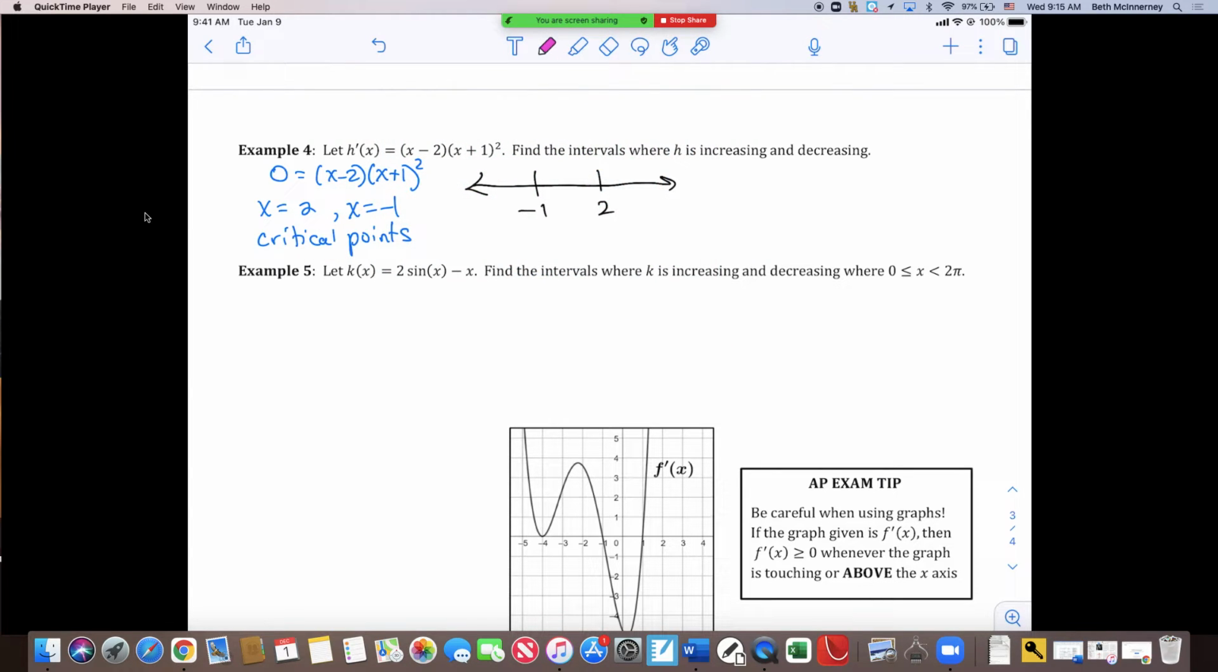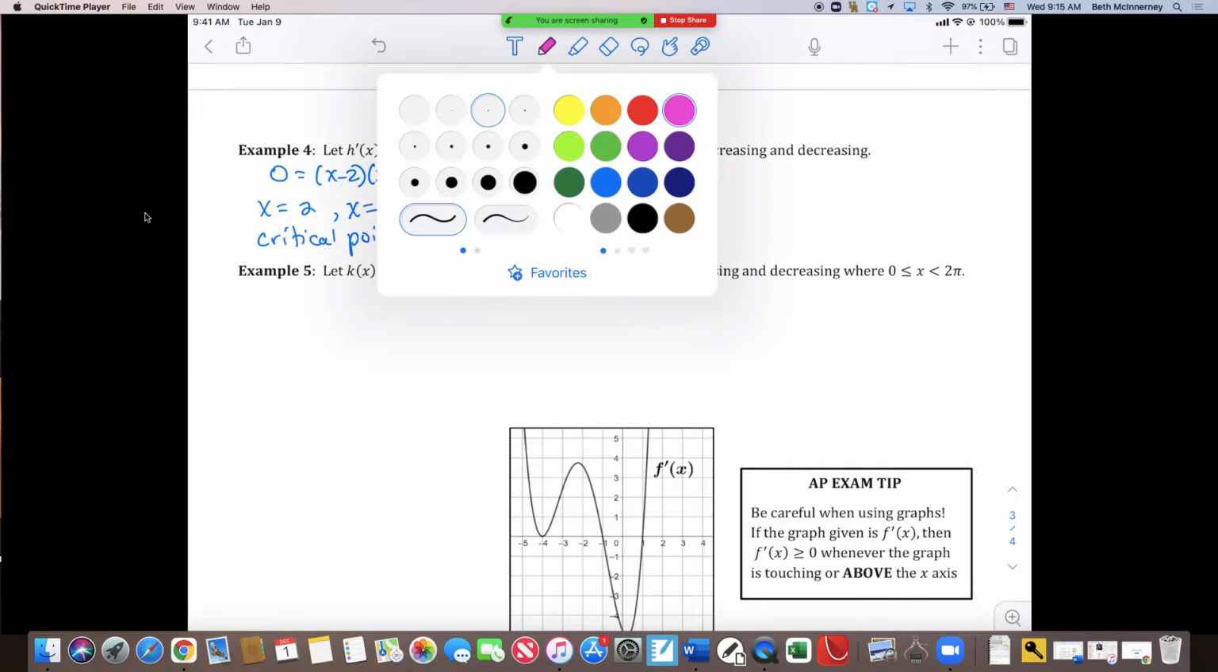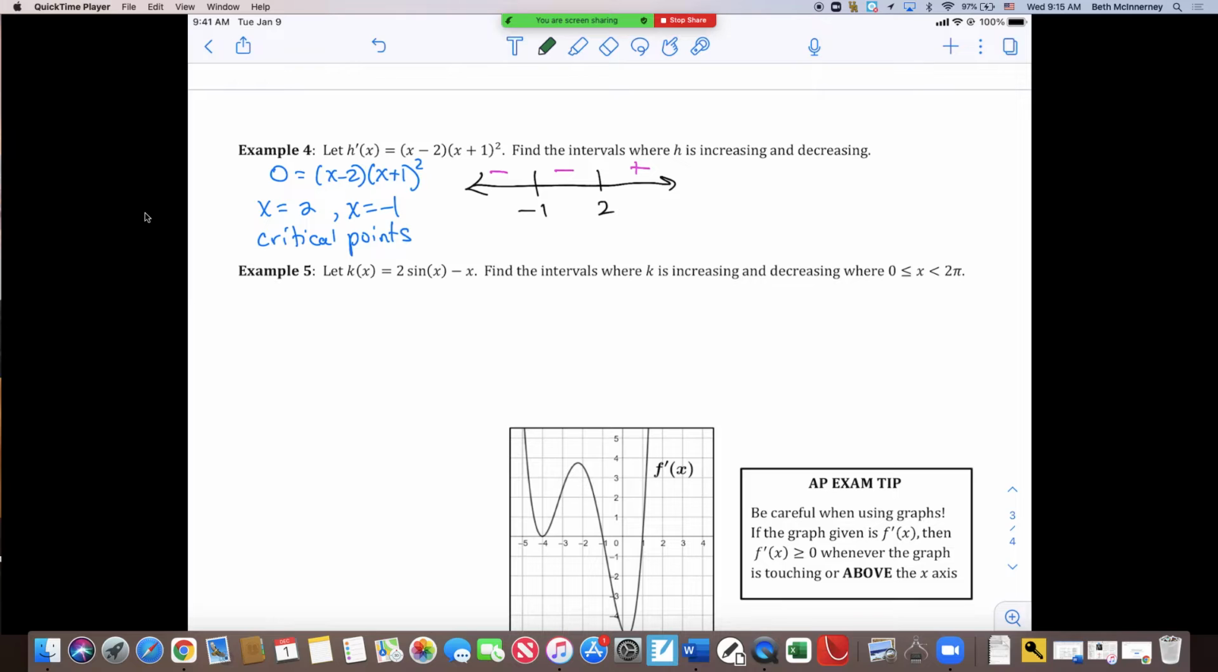All right, so when I did this, I actually got minus, minus, plus. Did you get that as well? So, h of x is increasing on the interval 2 to infinity because h prime of x is greater than or equal to 0 there.